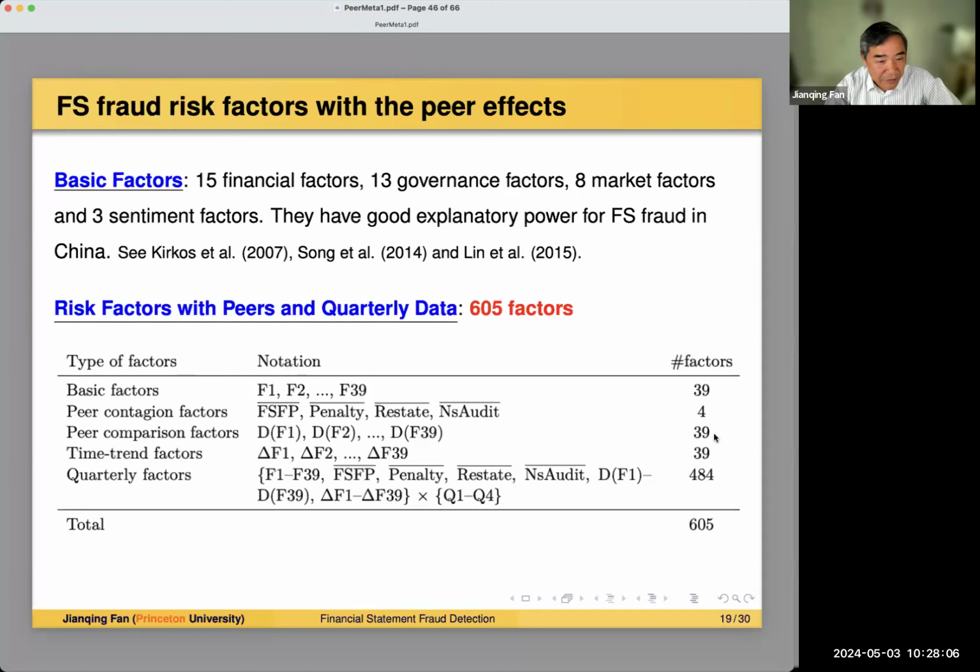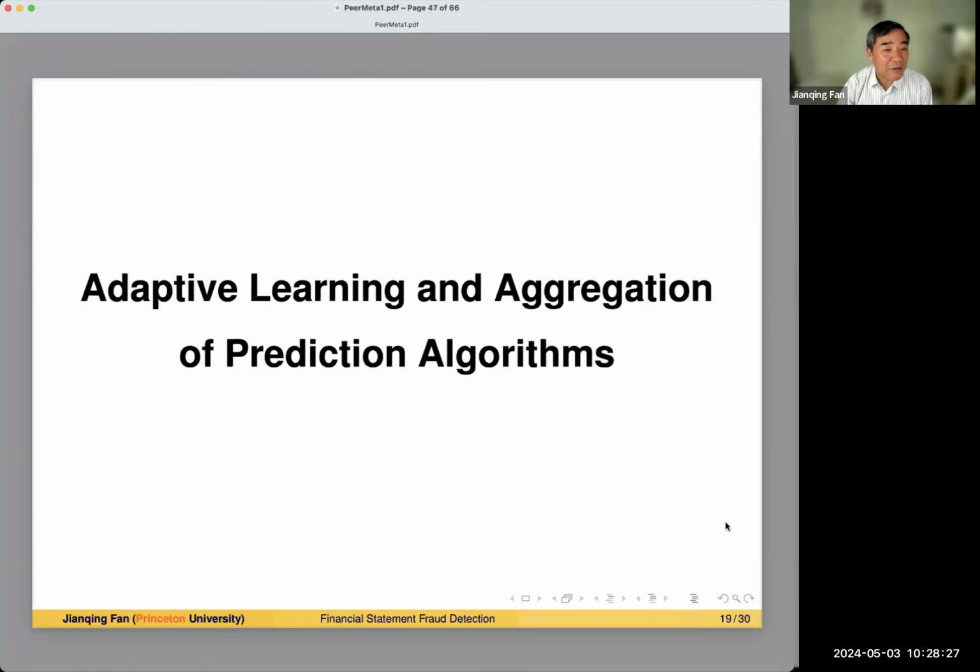So this gives me another 39. I can compare my own company with last year's at this time for all those factors. So this gives me another 39. Now, if I apply this to quarterly data, I will get four times as big, and this gives me a total of 605 factors. And now I have the Y variable and the X variables.